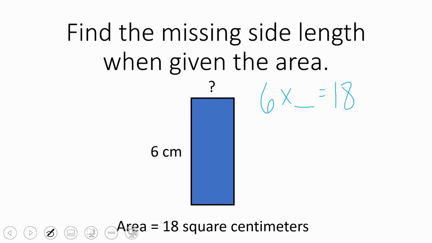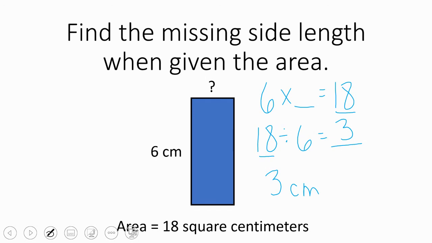Again, to find area, we multiply length times width. Since I'm missing a factor, I'm going to rewrite this using division. Again, my total comes first in division. 18 divided by 6 equals blank. If I don't know this, you can use equal groups. Draw 6 groups and put 1 dot in each until you get to 18. And that quotient or answer would be 3. So my missing side length would be 3 centimeters.